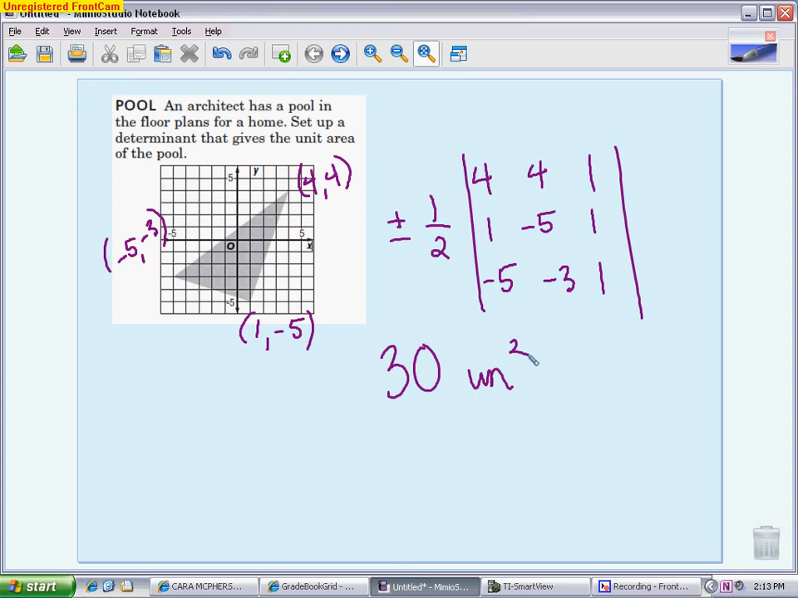So that's the first application. In order to get full credit, you need to do exactly what you see here on the screen. You need to set up your matrix, you need to find the determinant, and then make sure you give me your answer as a positive number.